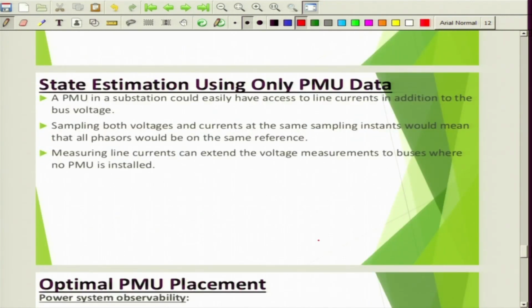So a PMU in a substation could easily have access to line currents in addition to the bus voltage. Sampling both voltages and currents at the same sampling instance would mean that all phases would be on the same reference.